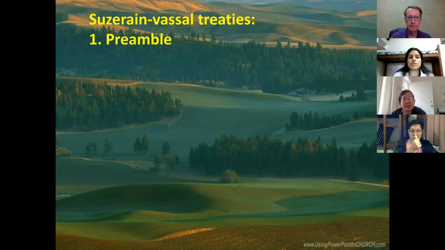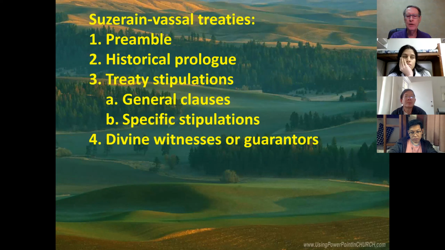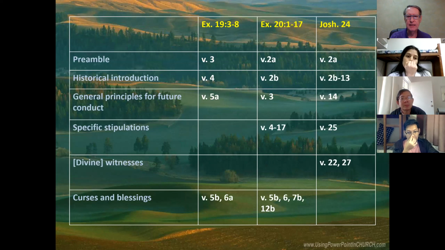It had a preamble and then a historical prologue. There were treaty stipulations, general clauses and specific stipulations. There were divine witnesses or guarantors. There were maledictions or curses. If you broke the treaty, this is what would happen. And if you kept the treaty, there were blessings. And I'll give you some examples here from the Old Testament. You can look at this. We will not go into detail here in class.